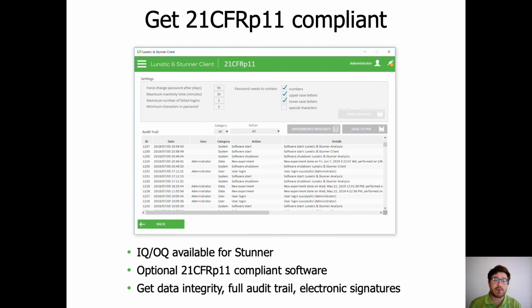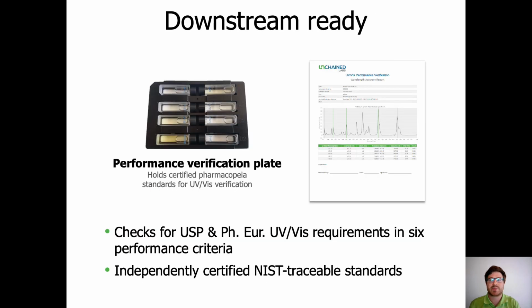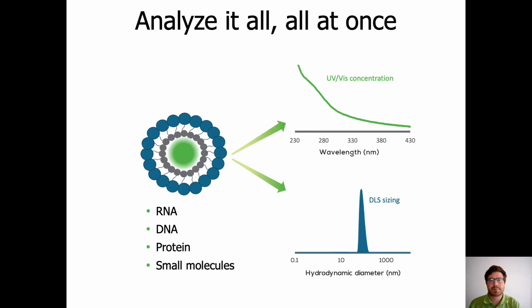We also have IQ/OQ procedures available, and Stunner software is 21 CFR Part 11 compliant with full audit trail and electronic signature capabilities. And for labs doing manufacturing, quality assurance, and quality control, Stunner has a performance verification. These tests meet the United States Pharmacopoeia and the European Pharmacopoeia guidelines for UV-Vis spectrometers. The tests and all necessary calculations are handled automatically by the software.